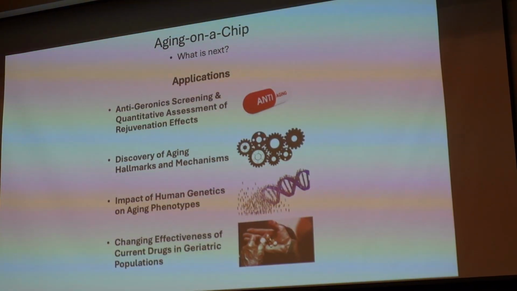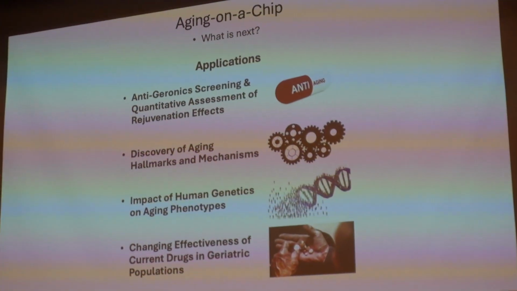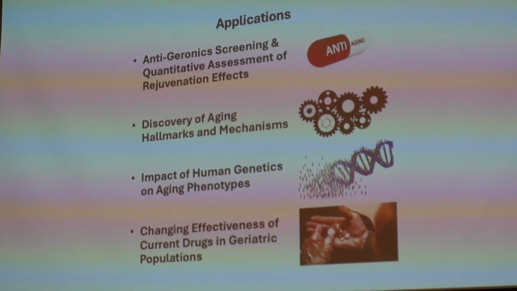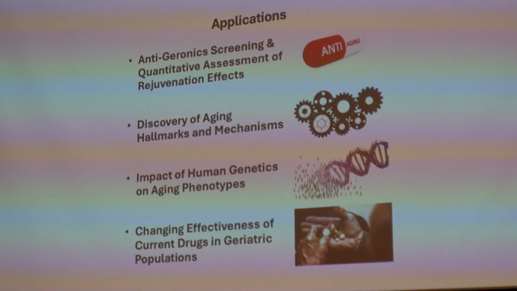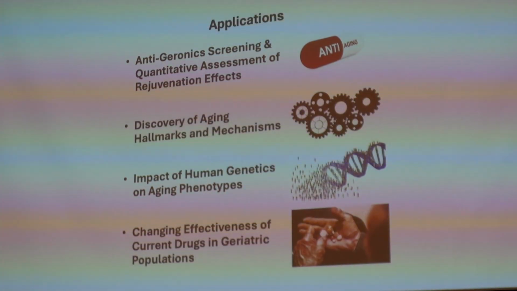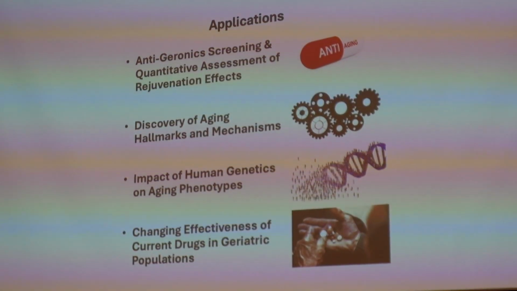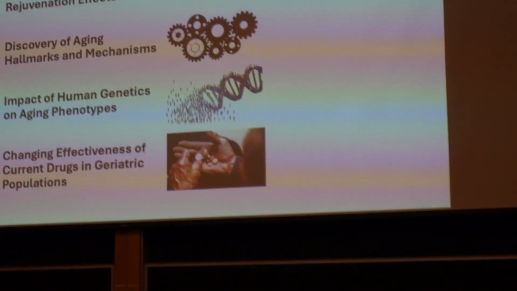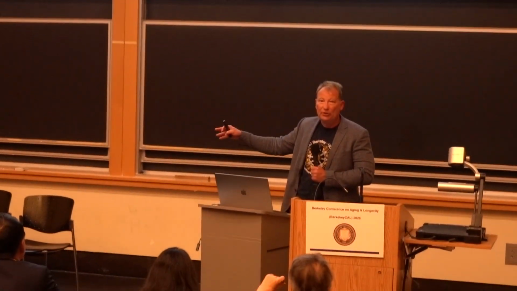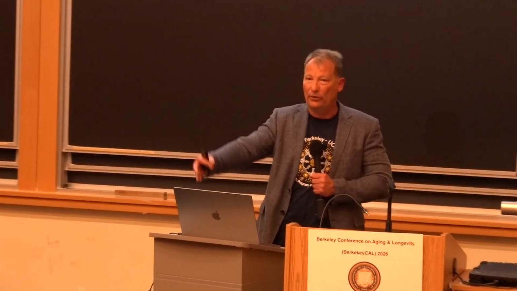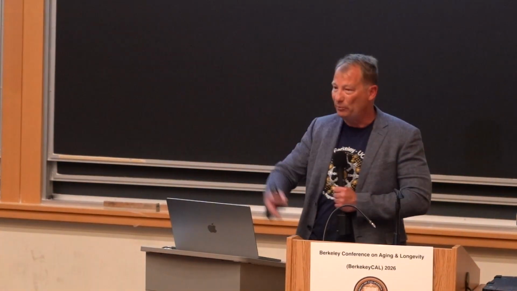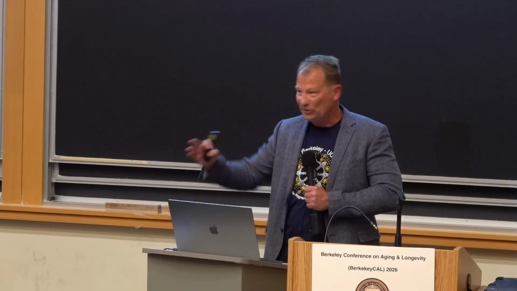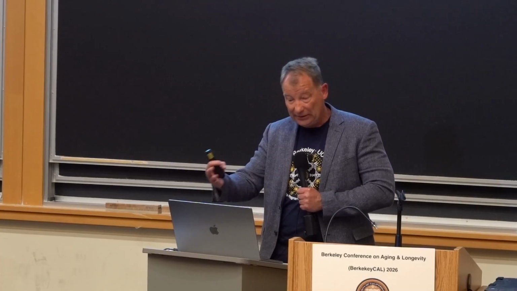So our applications in the end are listed here. We are very interested in testing further anti-gerontologic treatments for screening and assessment of rejuvenation effects. You can use this to do biology, to find and test new mechanisms of aging and anti-aging. You can interrogate the effects of the human genome here by having iPS cells from centenarians, from people with premature aging. You can recreate your own genome by using CRISPR and changing the genes that you think are driving the phenotypes to test the hypothesis.